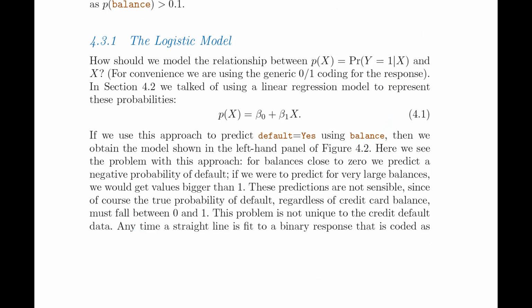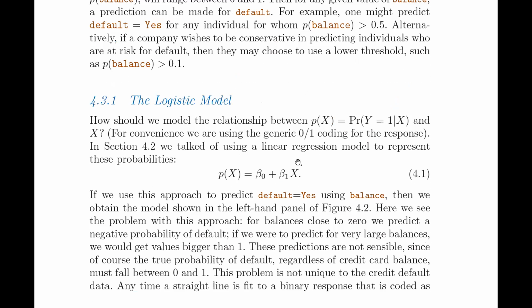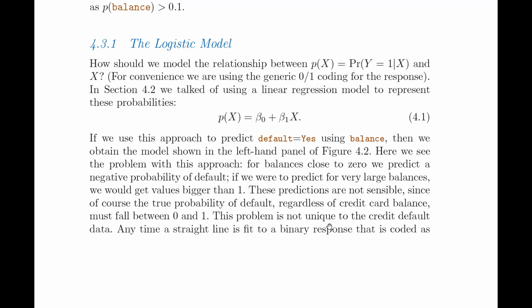Here we see the problem with this approach. Oh, in fact, in this paragraph, we're still discussing this chart over here. It's on the left, right? And we're going to discuss negative probabilities, which is why instead we use the logistic model. Yeah, in fact, I missed that. The book is clearly speaking of linear regression, and I'm already thinking of modeling logistically.